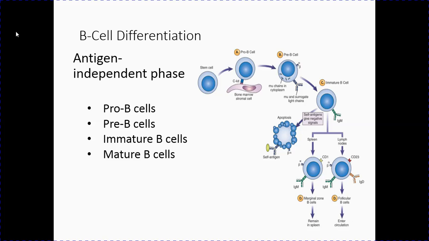So let's look at the B cell differentiation antigen-independent phase. There are actually 4 subpopulations of B cells in the development towards a mature B cell during the antigen-independent phase. We start out moving from the stem cell to a pro-B cell, to a pre-B cell, immature B cell, and then down here to mature B cells. We're going to look at those 4 phases of development.